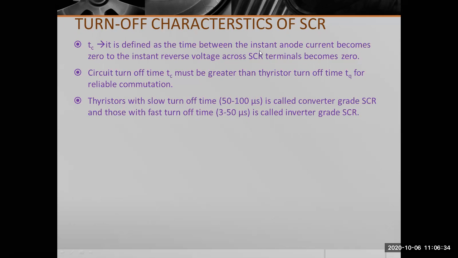That is the first statement. From the anode current becoming 0, to the instant at which the reverse voltage across the SCR becomes 0. That is, at TC, both the anode current and the applied reverse voltage should be 0.